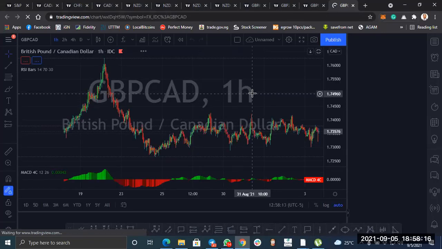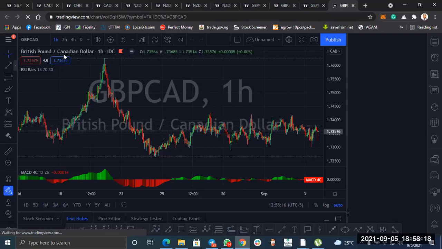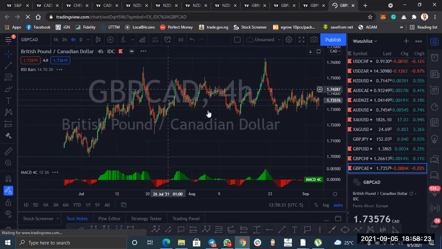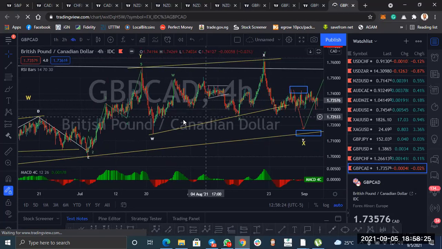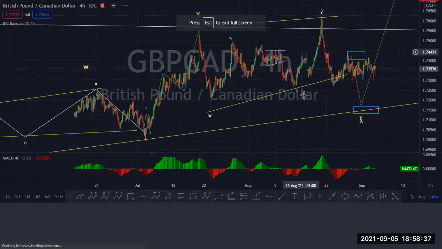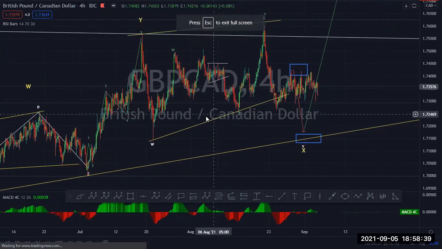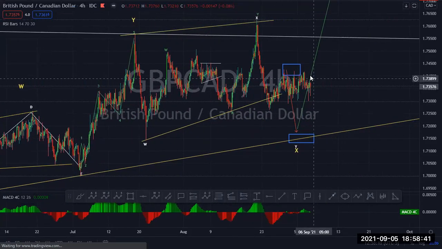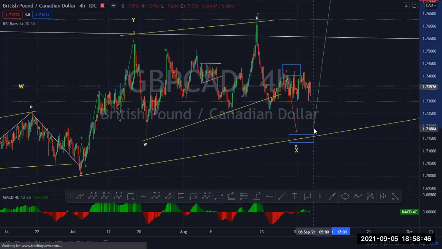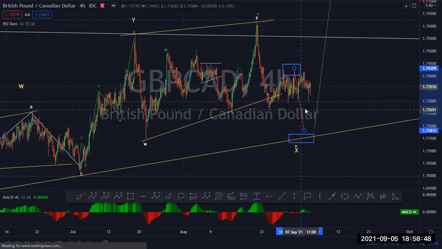Pounds CAD. Pounds CAD is, I think, the only pounds pair that is showing something different from the others. Others are giving us hope that the buying will continue, but CAD is telling us to look for a deeper move down before we talk about the buying.